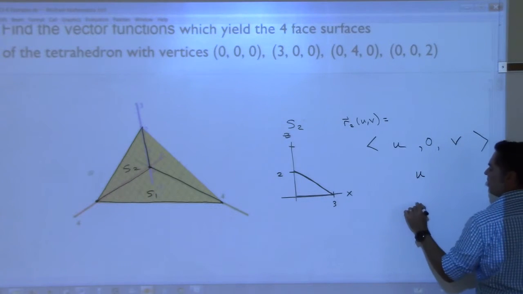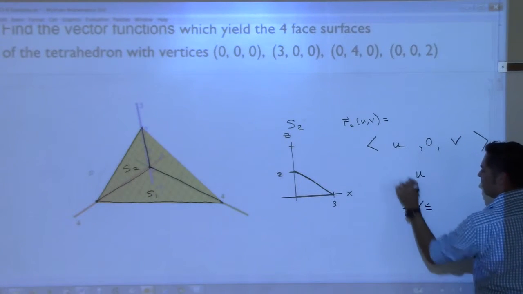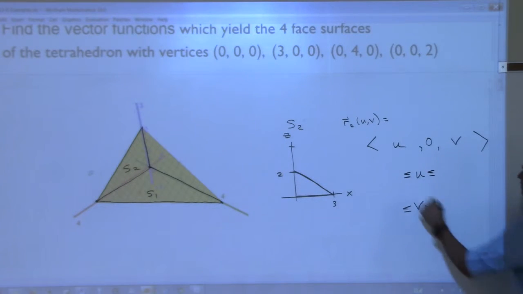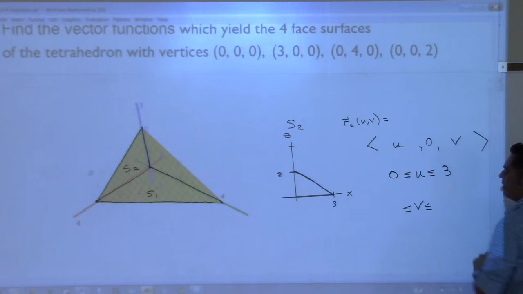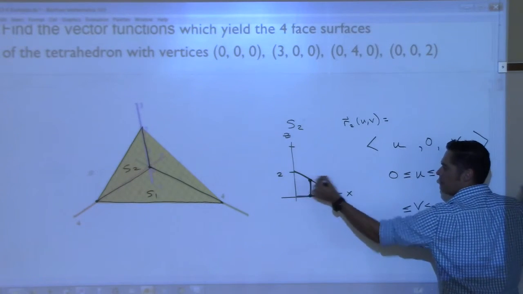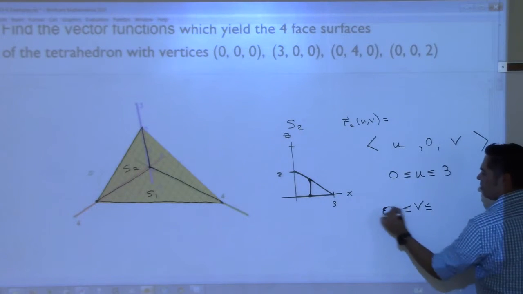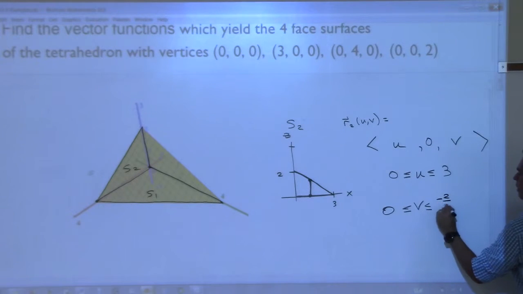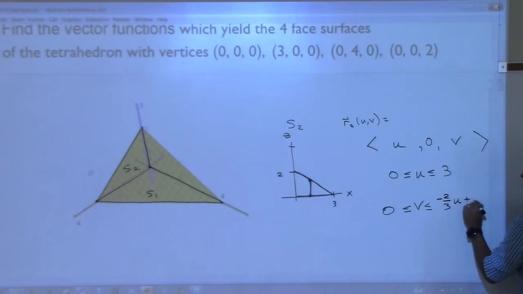And then u must be between 2 things, and v must be between 2 things. So what must u be between? 0 and 3. And then my v has to be this thing, right? So I need 0 to what? So we have to find that slope again, right? Negative 2/3 u plus 2. And we're using u instead of x because the x is u.